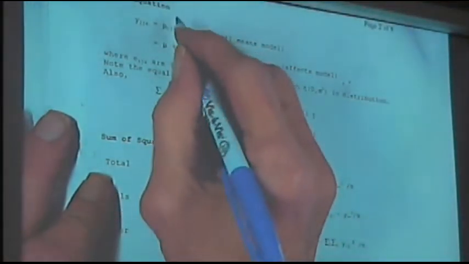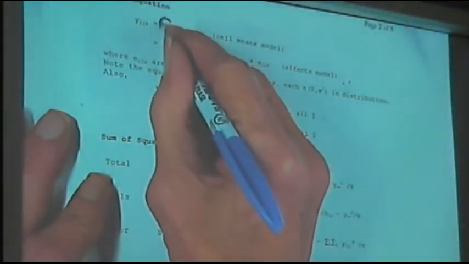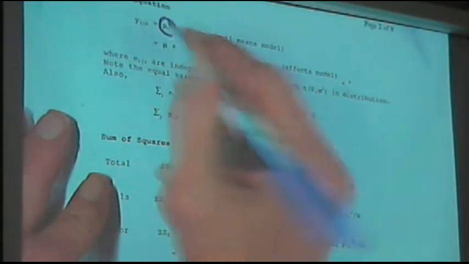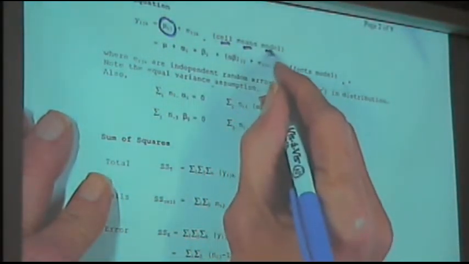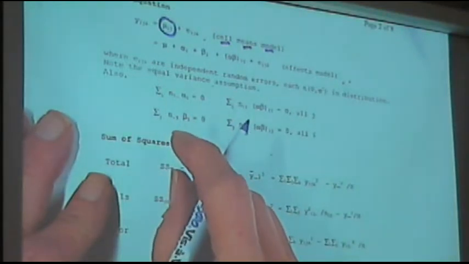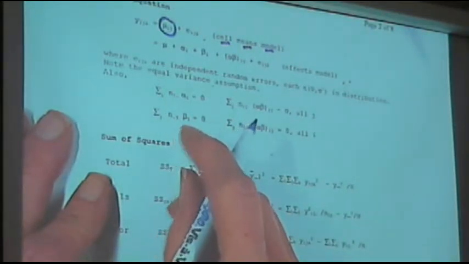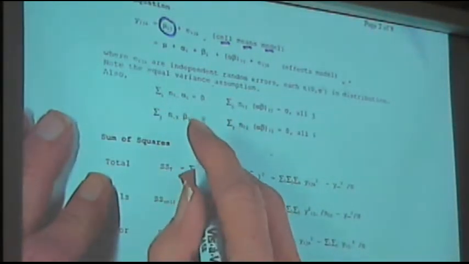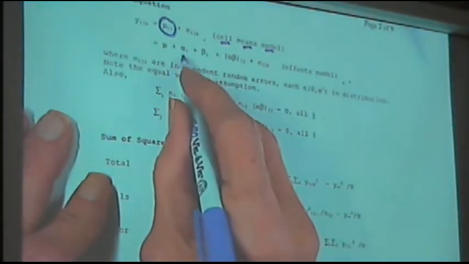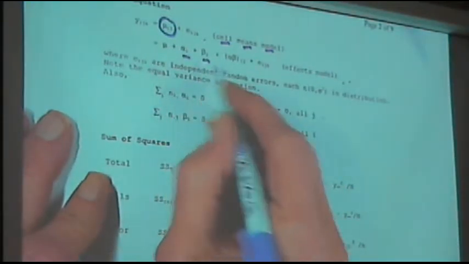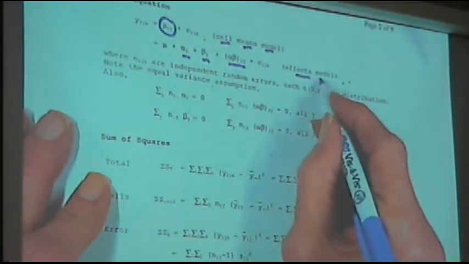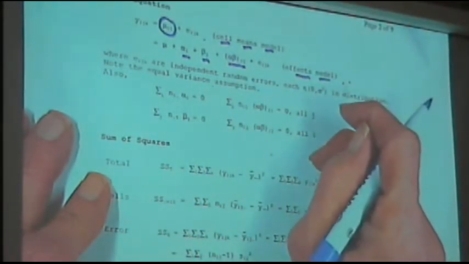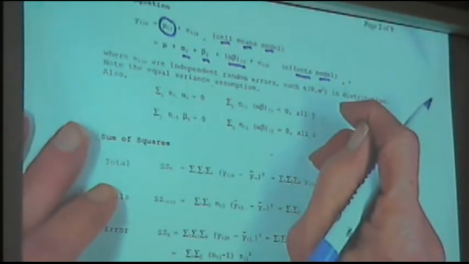So we have a model equation. We have a mean for the IJ cell. We call that the cell means model. And then we can also alternately write the model in terms of these effects, alpha, beta, alpha beta. This is called the effects model. So we can write the model in either of these two ways.